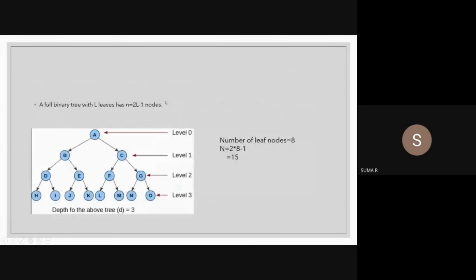Now, a full binary tree with L leaves has n equal to 2L minus 1 nodes. If a binary tree has L leaves, it has a total of 2L minus 1 nodes. So how many leaf nodes are there in this one? 2, 4, 6, 8. So what is the total number of nodes? 2 into 8 minus 1. That is 15. That is the total number of nodes in this binary tree.